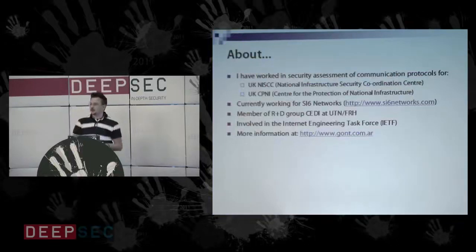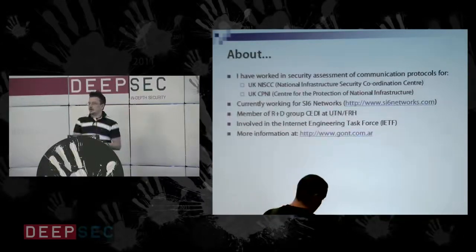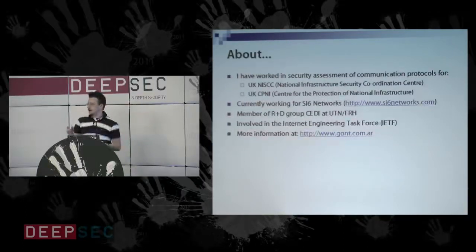This is a brief introduction of the work that I have been doing during the last few years. Basically, it has been about working on security assessment of communication protocols for the UK. For the most part, analyzing protocol specifications, analyzing implementations of those protocols, finding ways to actually attack those implementations, then producing fixes, and to the extent that was possible, in some cases even producing some patches to fix those problems. So you have a few URLs there where you can find publications that I have done during the last few years and so on.